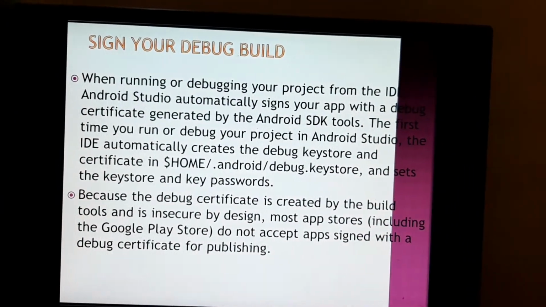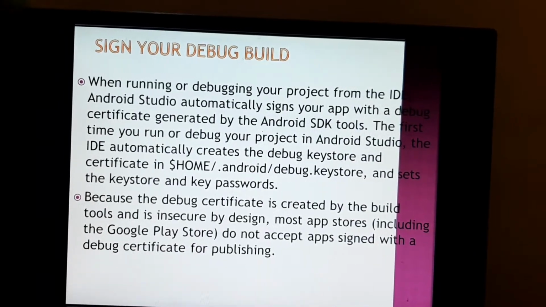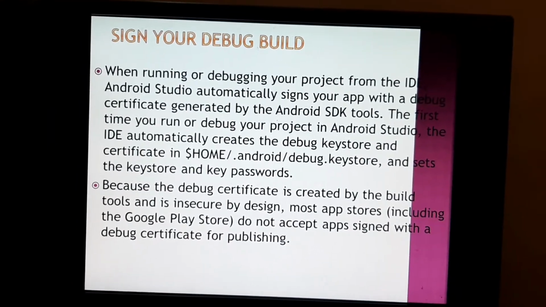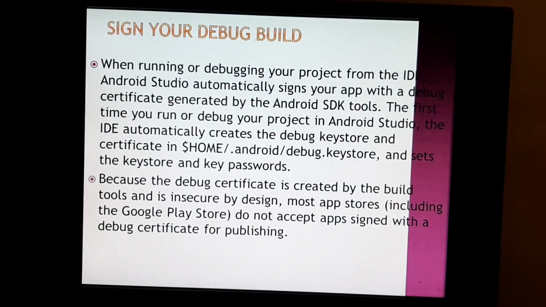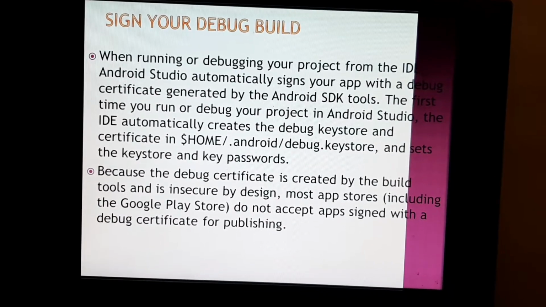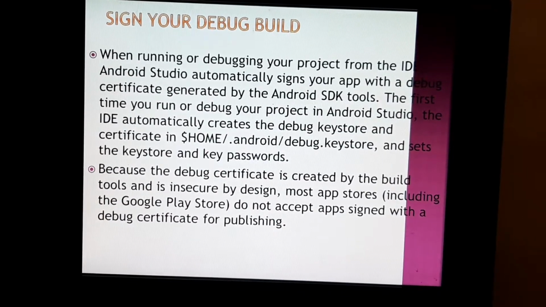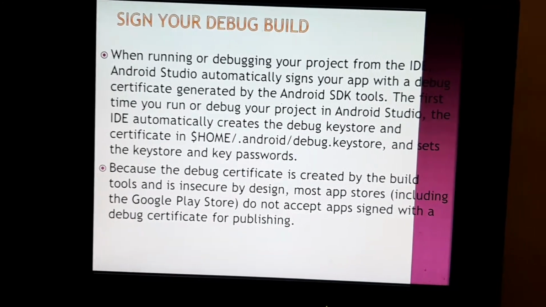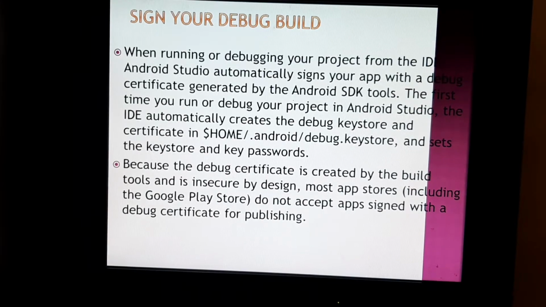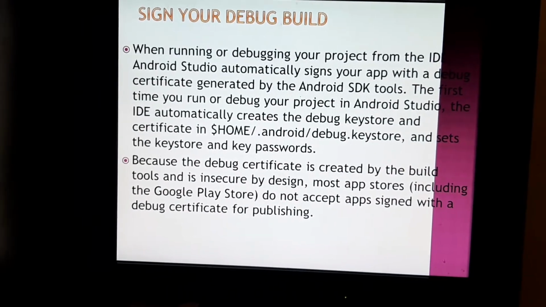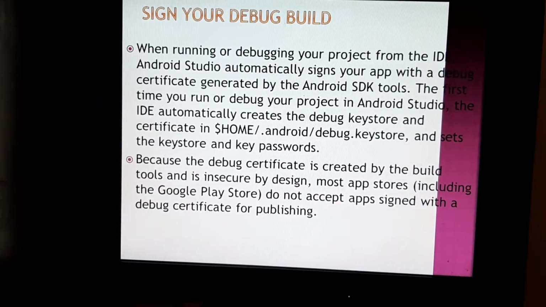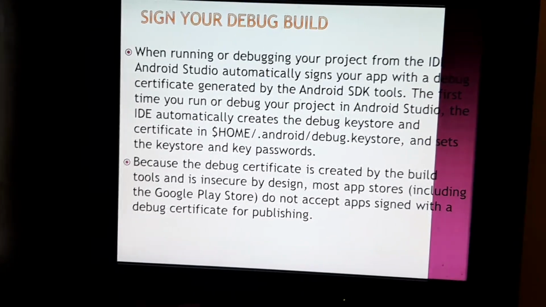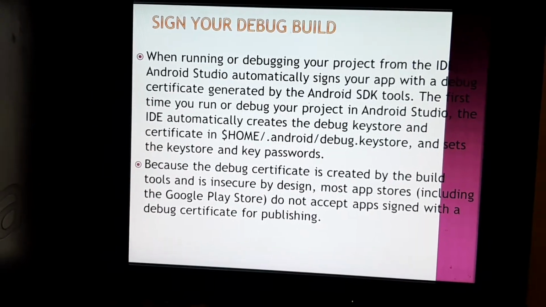The first time you run or debug your project in Android Studio, the IDE automatically creates the debug keystore and certificate, which is located at $HOME/.android/debug.keystore, and sets the keystore and key passwords. Because the debug certificate is created by the build tools and is insecure by design, most app stores, including the Google Play Store, do not accept apps signed with a debug certificate for publishing.